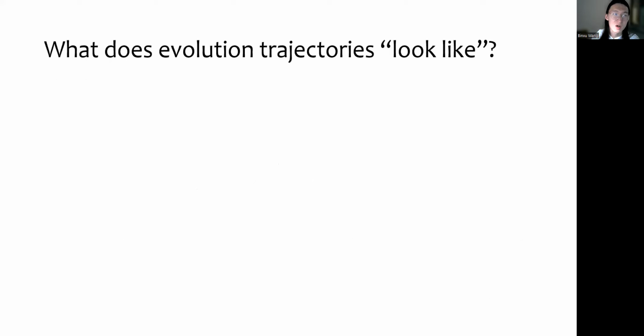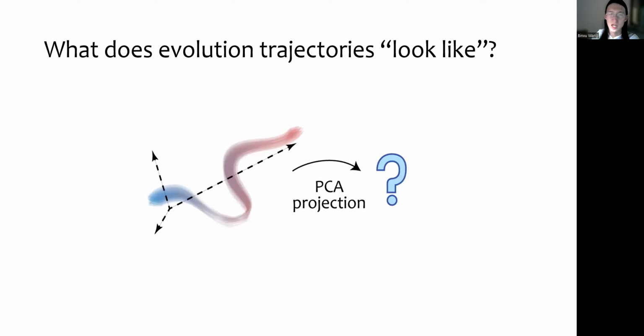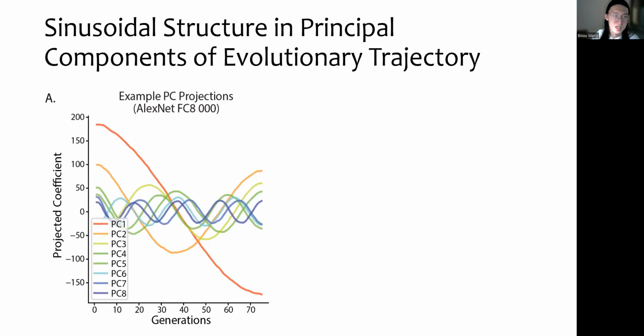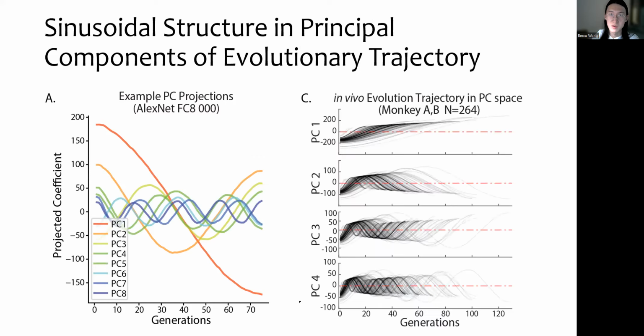Next, we want to know what the evolution trajectories look like. We perform PCA on the trajectories and see what the projected trajectories look like. Surprisingly, we find an intriguing sinusoidal structure. Each of the PC projections is a sinusoidal curve, and each one of them has a different frequency. And this is true both in vivo and in silico.